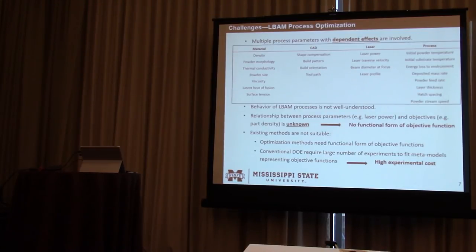Second, the behavior of laser-based additive manufacturing processes is not well understood thus far because of the very complex underlying thermomechanical process. So the relationship between process parameters like laser velocity and laser power, and part mechanical properties like part density, is unknown. So we don't have any functional form of objective function to optimize.